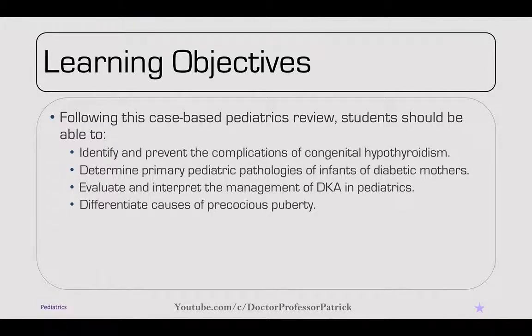The learning objectives here are to identify and prevent the complications of congenital hypothyroidism, to determine primary pediatric pathologies of infants of diabetic mothers, to evaluate and interpret the management of DKA, and to differentiate causes of precocious puberty.